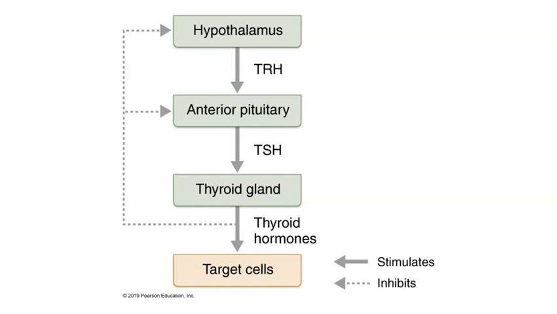TSH will then stimulate the thyroid gland to release its thyroid hormones. And as thyroid hormone levels build up in the blood, high concentrations of these hormones feed back to slow the release of TRH from the hypothalamus and the release of TSH from the anterior pituitary. So this is an excellent example of a negative feedback mechanism.